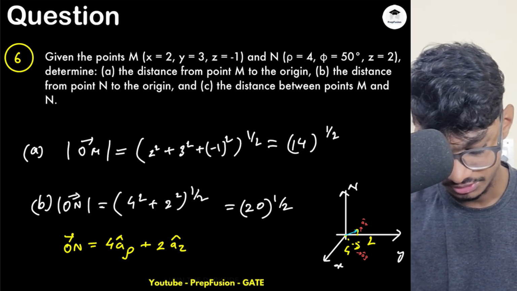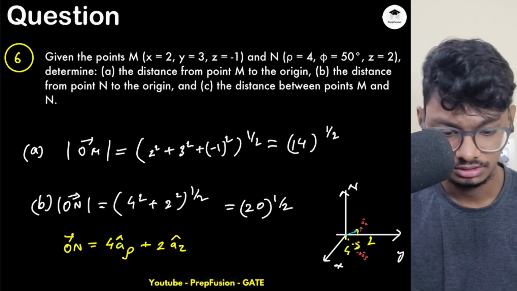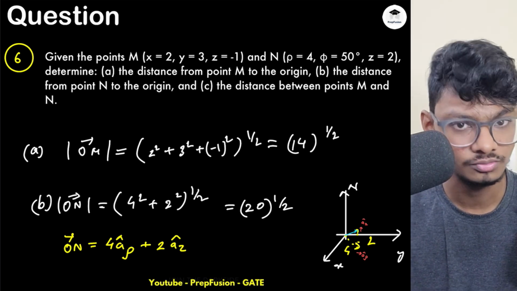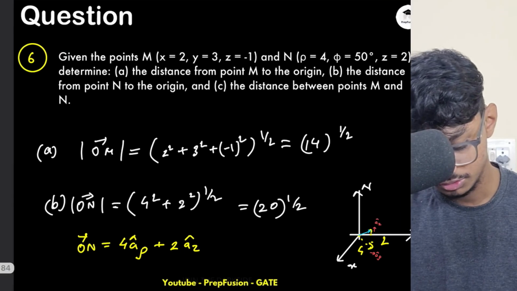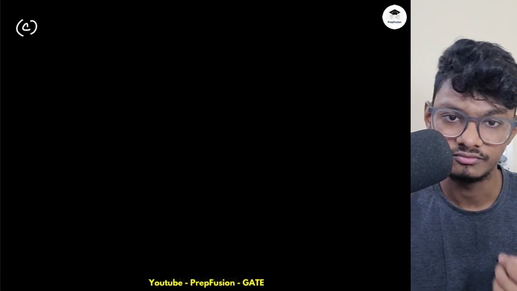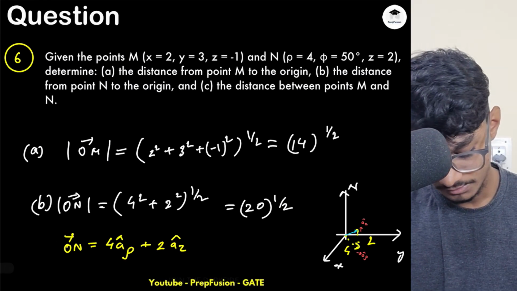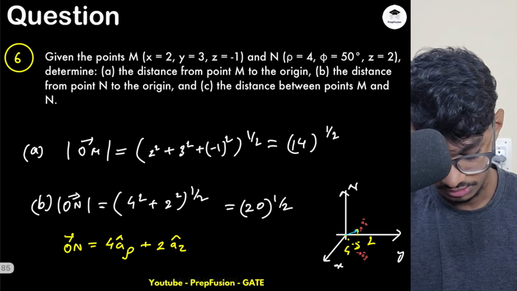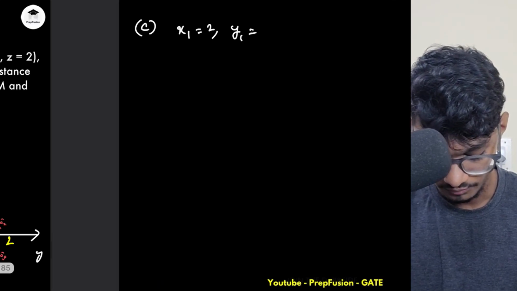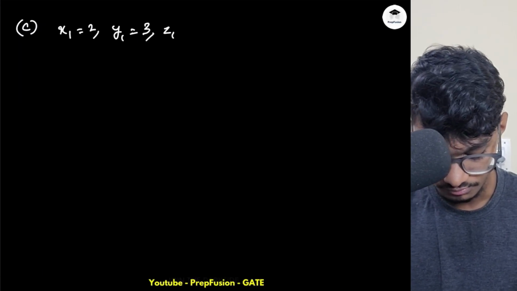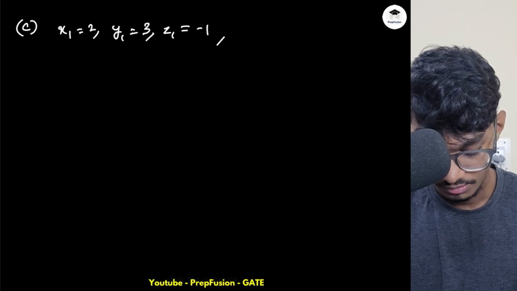Now let's solve this third portion, the distance between the points M and N. You can solve this two ways. Either you convert everything into Cartesian or you convert everything into polar. Two ways, so I will do this using two ways. I will convert everything into Cartesian first. M is easy, right? x1 equals 2, y1 equals 3, z1 equals minus 1.